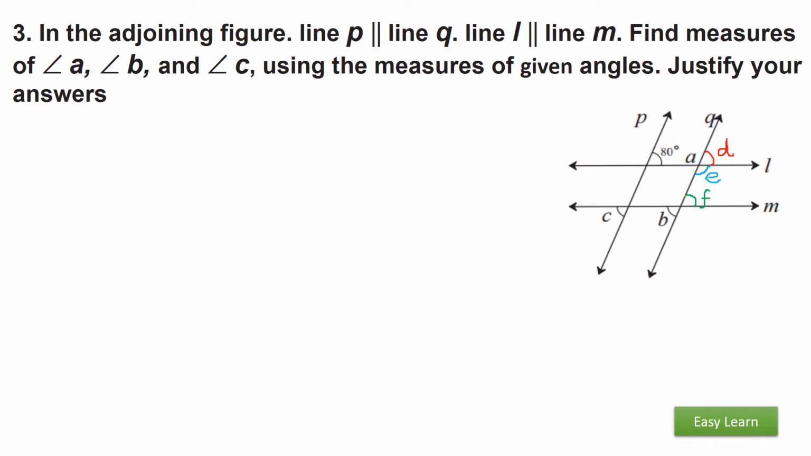In the adjoining figure, line P is parallel to line Q, line L is parallel to line M. Find the measures of angles A, B and C using these measures. Justify your answer.